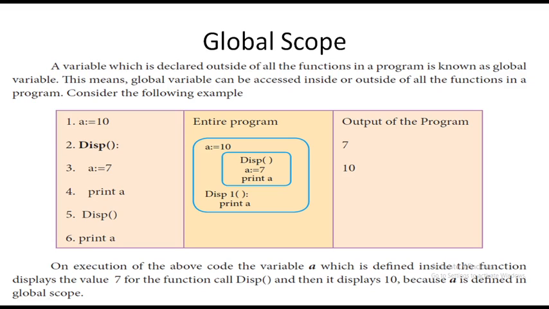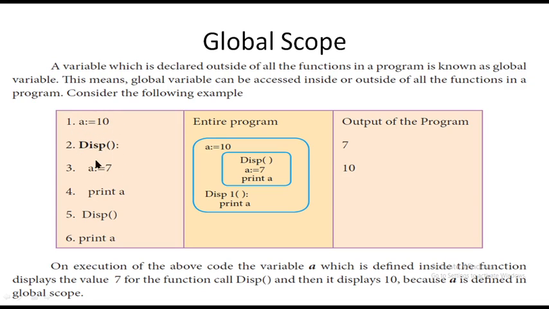Next one is global scope. A variable which is declared outside of all the functions is known as a global variable. This means a global variable can be accessed wherever in the program, inside or outside of the functions. That is what is known as global scope. Here a is equal to 10. This is what is known as global scope.